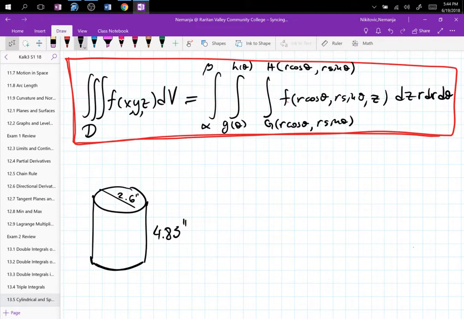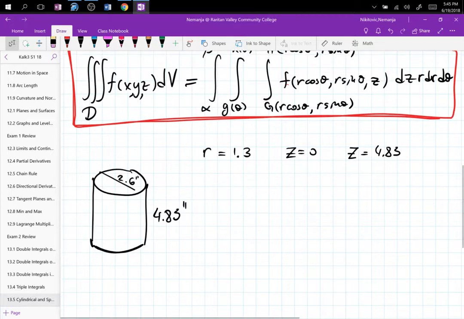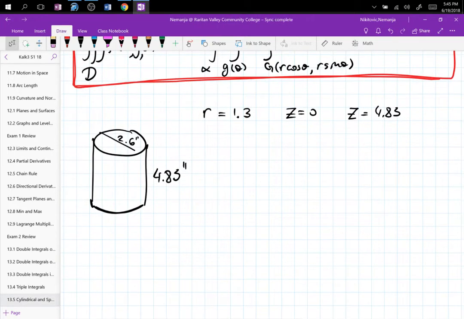All right, so my radius is 1.3, clearly. And my z bounds are z equals 0 for the floor and z equals 4.83 for the ceiling, or the top of the can. All of the units here are inches. I want to compute the volume of the can.